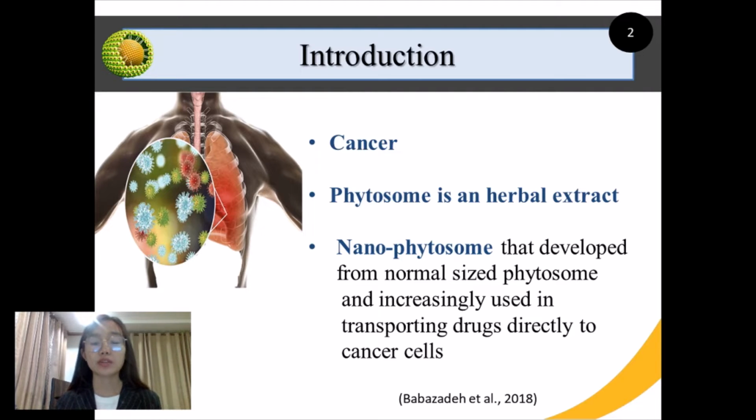Cancer is one of the most challenging diseases at present, since it cannot be complemented by current chemotherapy. Cancer is reported as one of the main reasons for death. Phytosome is an herbal extract; nanophytosome develops from normal-sized phytosome and is increasingly used in transporting drugs directly to cancer cells.